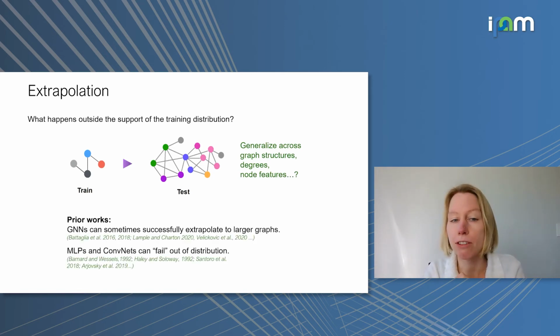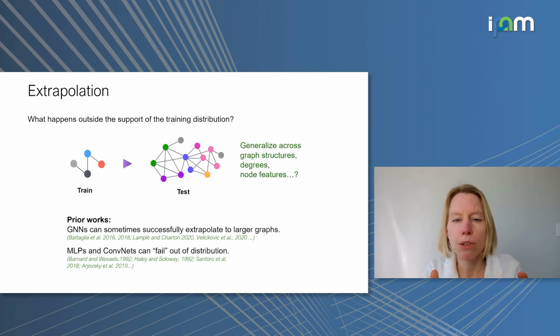It does happen actually in some cases. These are results from prior works that show that with graph neural networks, there are cases when you can successfully do this. However, if you look at feedforward neural networks like MLPs, they often fail out of distribution, meaning they don't do what you would ideally like them to do.